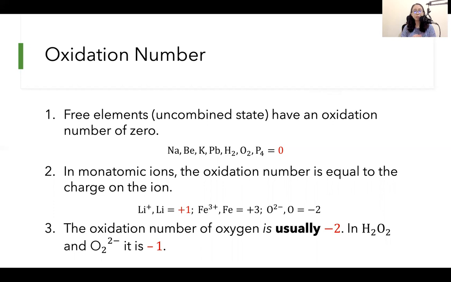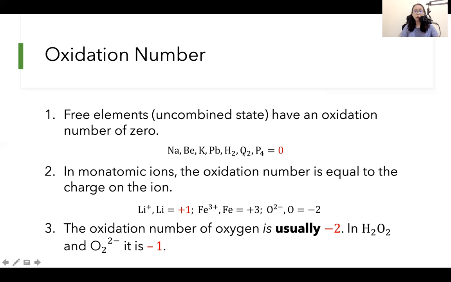these rules. So number 1, free elements, meaning they are uncombined, have an oxidation number of 0. So when we say uncombined, we see that in the chemical formula, it's the only element there. There is no other element. So for example, H2 or dihydrogen molecule, we only see hydrogen. Therefore, the oxidation number of hydrogen in H2 is 0.